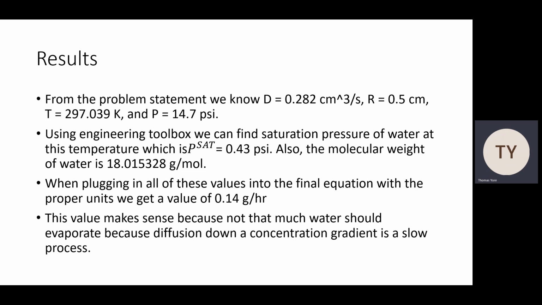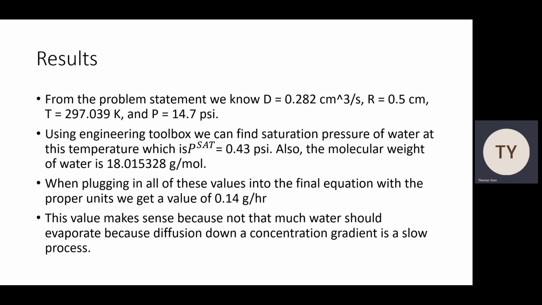Now we can start to get some results. So from the problem statement, we know our diffusion coefficient, we know our radius, we know our temperature, and we know our pressure. So the only two things left are to get our molecular weight and our saturation pressure. And we can use Engineering Toolbox to find the saturation pressure of water at the temperature, which is Psat equals 0.43 psi. Also, we know that the molecular weight of water is 18.015328 grams per mole.